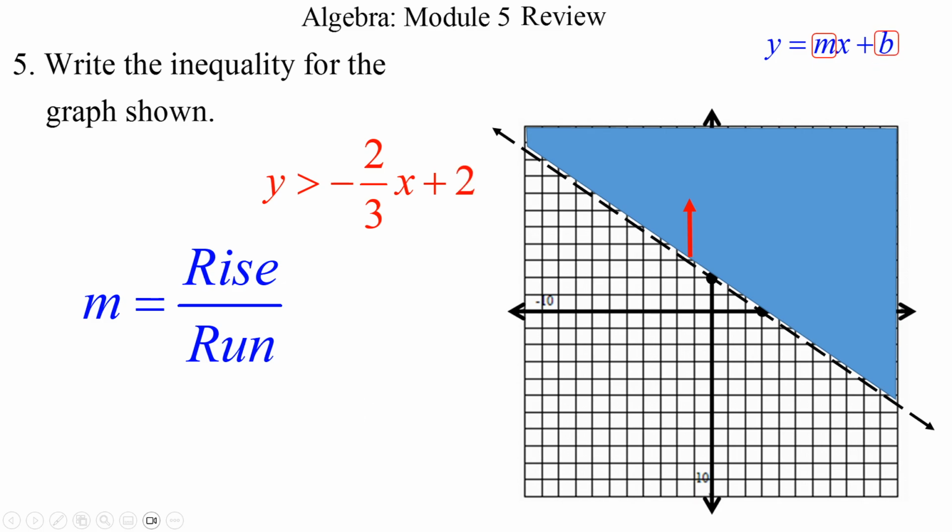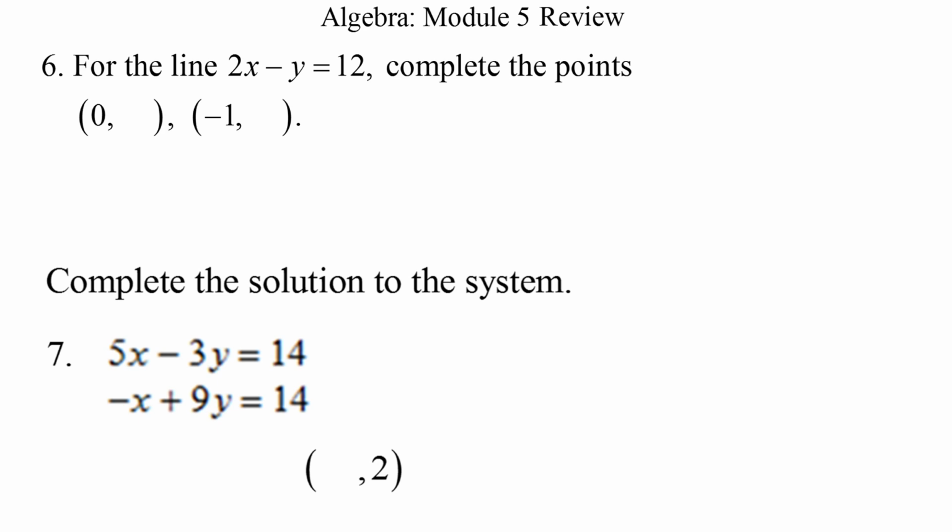There it is, number 6. For the line 2x minus y equals 12, complete the points. So they've given you 2 points with the x coordinate of each point. So we're just going to solve for the y, all right, with direct substitution. So if x equals 0, I'm going to lose that term, and I have -y equals 12. So you guys, if the opposite of y is 12, doesn't that imply y would have to be -12?